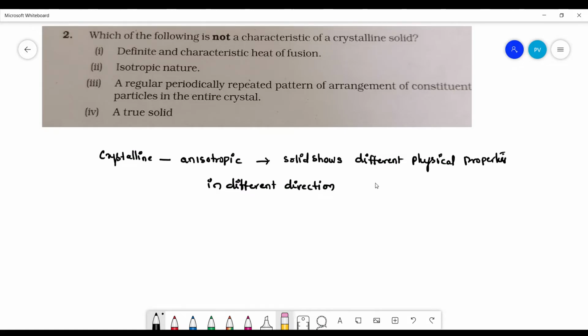Isotropic is the property of amorphous solids. Anisotropic is a property of crystalline solids. So the answer is B.